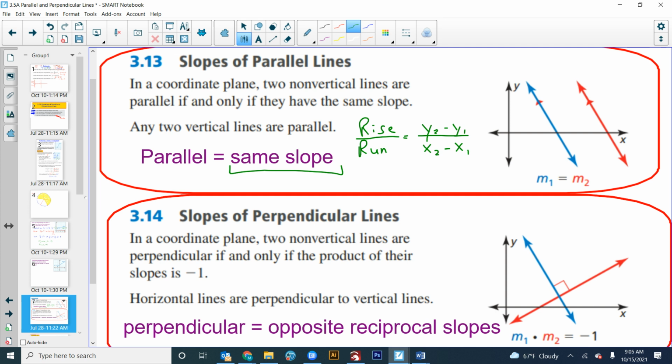So if you have 2 points on each line, to find the slope of that line, you're going to find out what the rise over run is. And then you'd have 2 points on the other line, plus 2. Rise over run, and if they have the same slope, they are parallel. Did you guys learn about perpendicular lines last year?